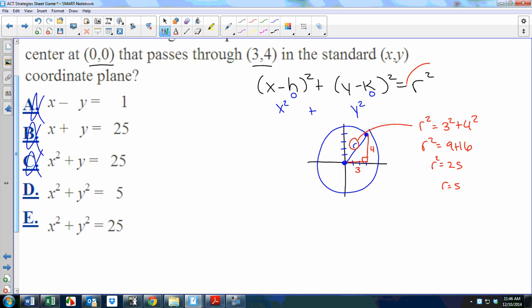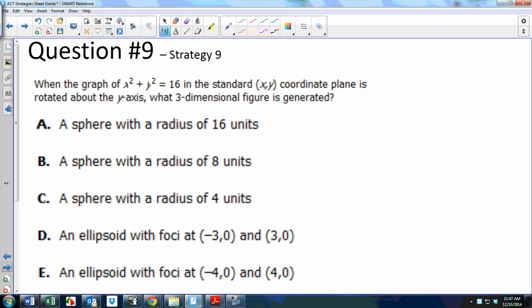R squared goes on this side, so the answer is E. All right, one more, and then it's on you. One more, and then it's on number 9. Question number 9. It says strategy 9.